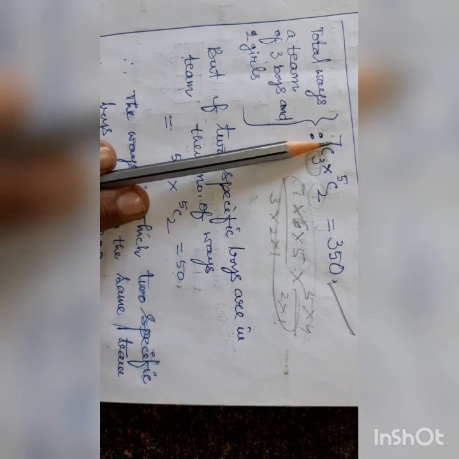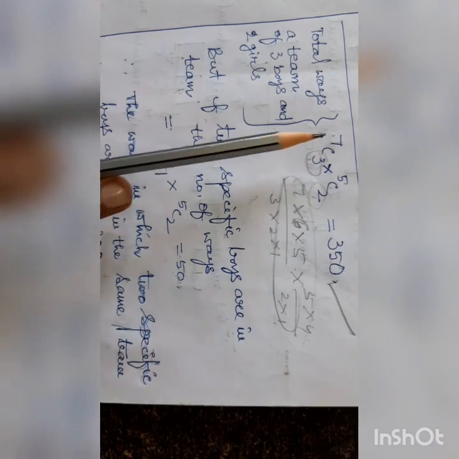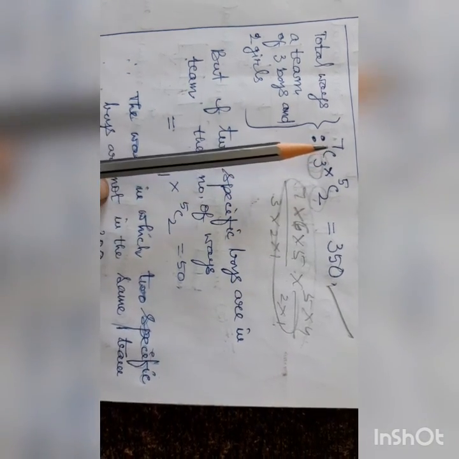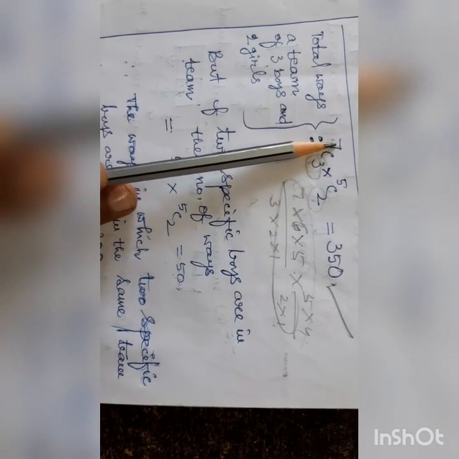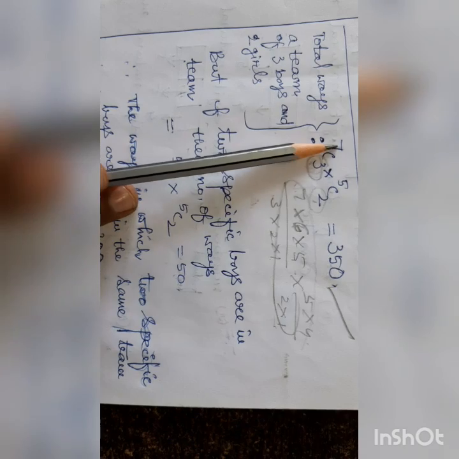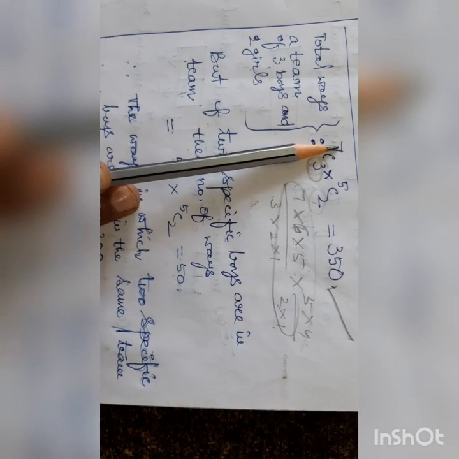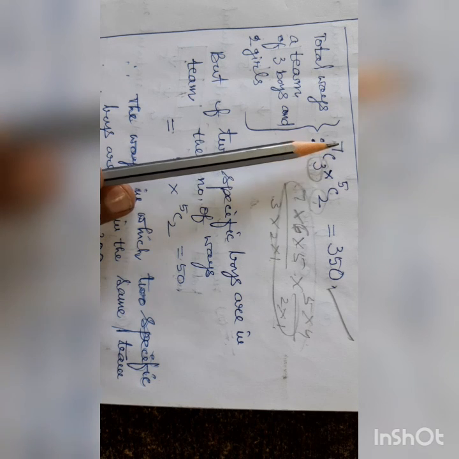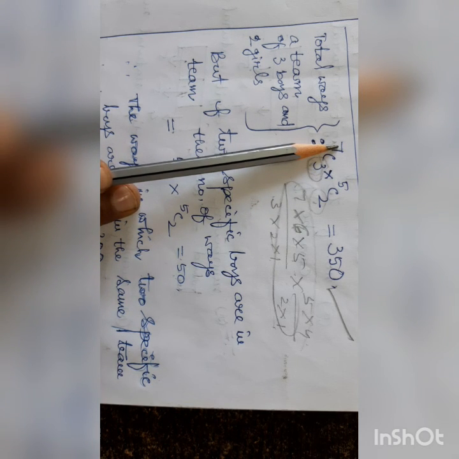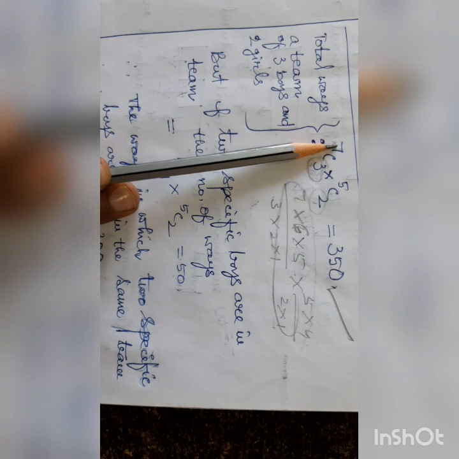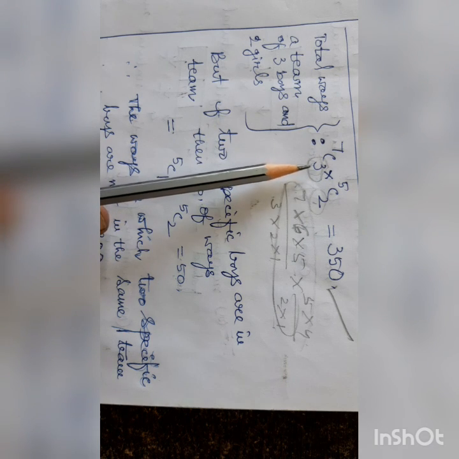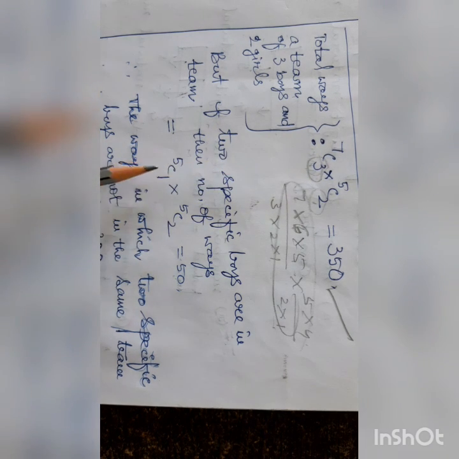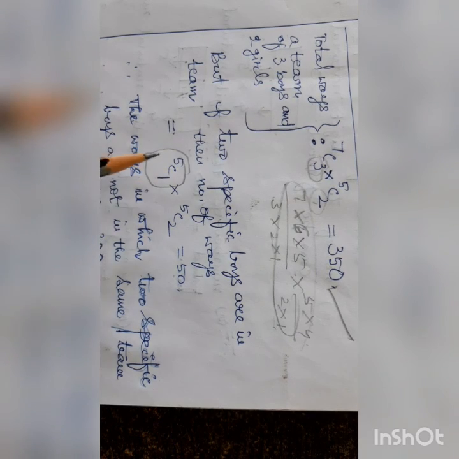Two specific boys are in the team means out of 7 boys, we have selected 2 boys. So we keep the 2 boys aside, and 5 boys will be there. How many boys do we have to select? 3 boys. Already 2 boys are selected and kept aside, so 5 boys will be there, and 1 boy only we have to take. So 5C1. This is the boys side.